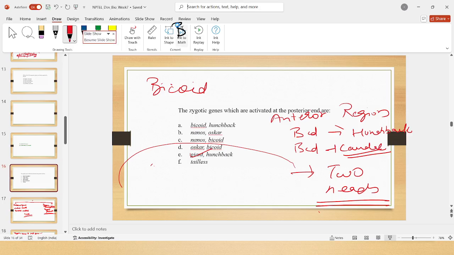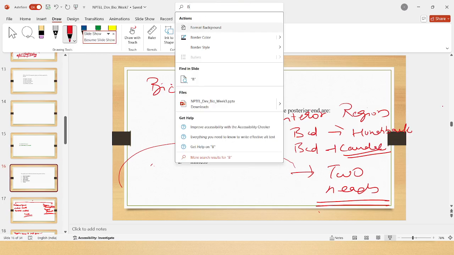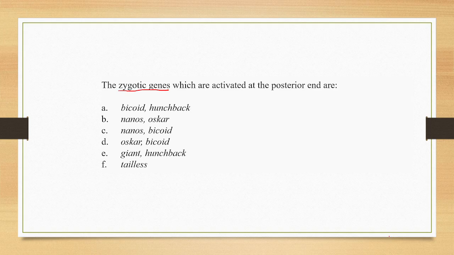I don't know why this software is creating so much problem today.